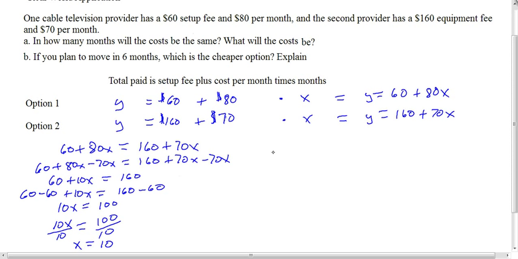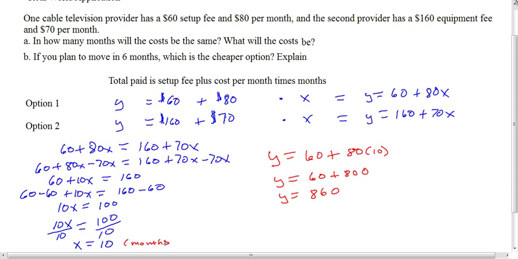Okay, so here we have y is equal to 60 plus 80 times 10, and that will give us y is equal to 60 plus 800, and y is equal to $860. So again, this is the months, and this is our cost.